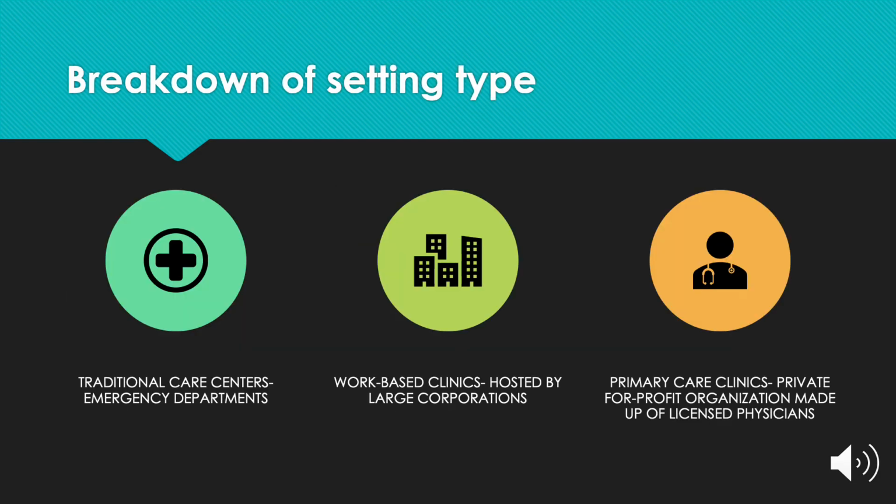Now, for the setting types, certain examples of where these different settings can be found are traditional care centers, which are emergency departments. Work-based clinics are often hosted by the large corporations that run them, and the primary care clinics are usually made up of a licensed board of physicians that are private and for-profit.